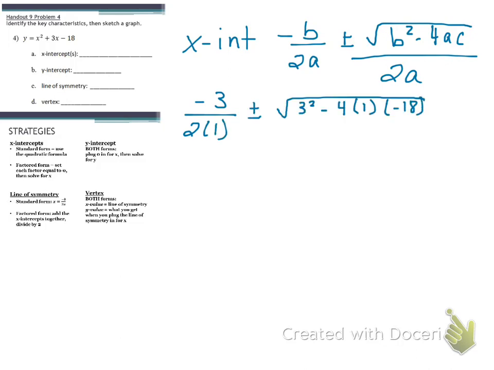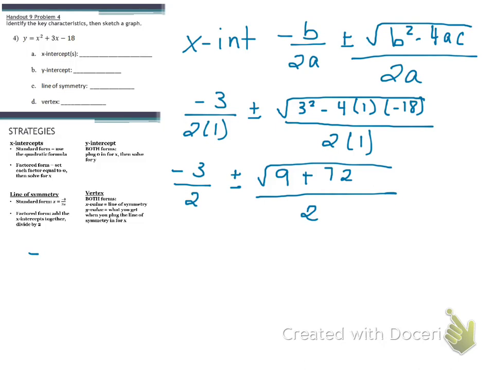So the opposite of b, or the opposite of 3, is negative 3 divided by 2 times 1, because 1 is the a value, plus or minus the square root of 3 squared minus 4 times 1 times negative 18 divided by 2 times 1. The negative 18 is the c value in the equation.